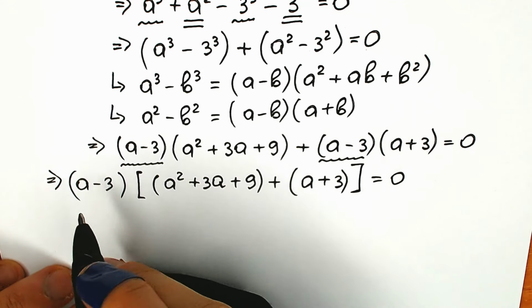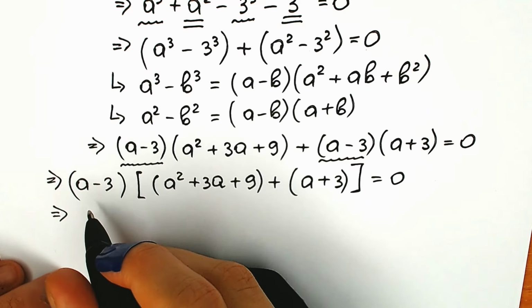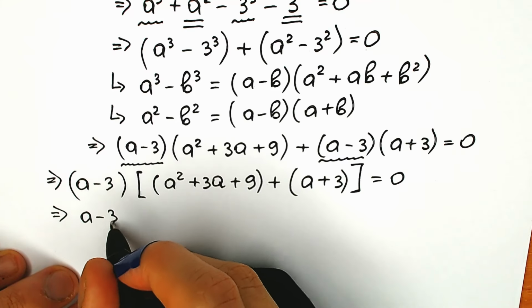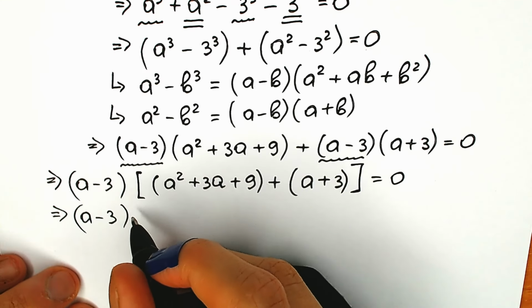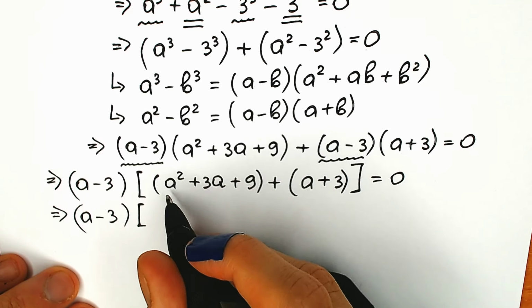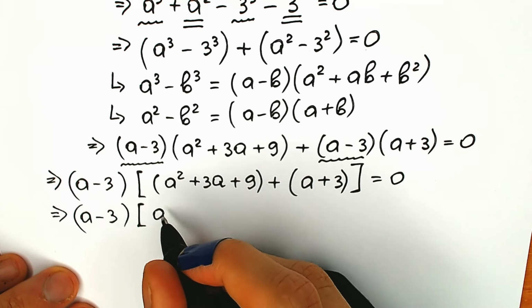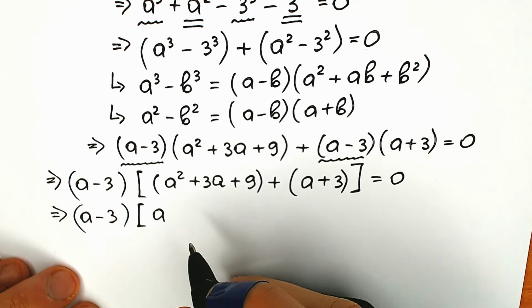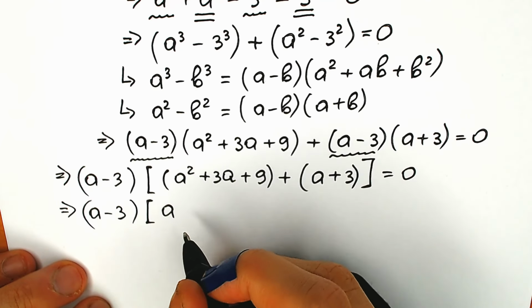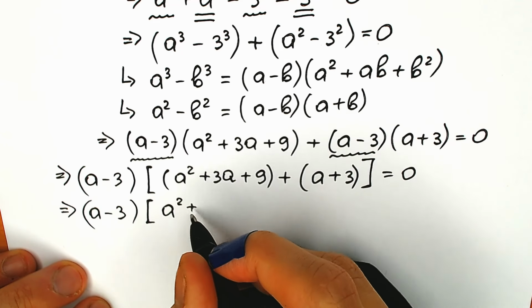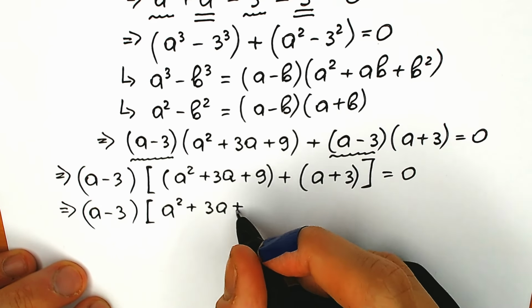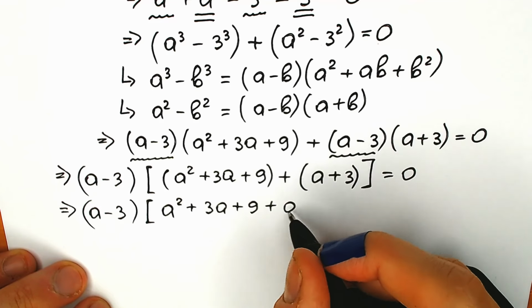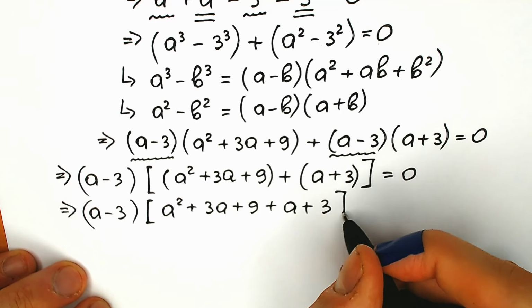We need to add all of the things in these brackets. So we have the same beginning, a minus 3. And in another parenthesis, we have the next thing. We have a squared plus 3a plus 9 without any changes because this parenthesis is positive. Okay, so we have a squared plus 3a and plus 9 and plus a and plus 3. So we need to simplify this expression equal to 0.